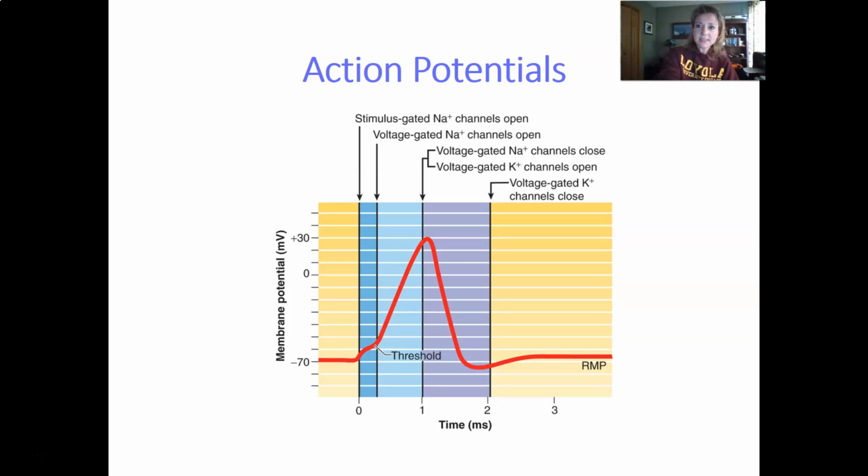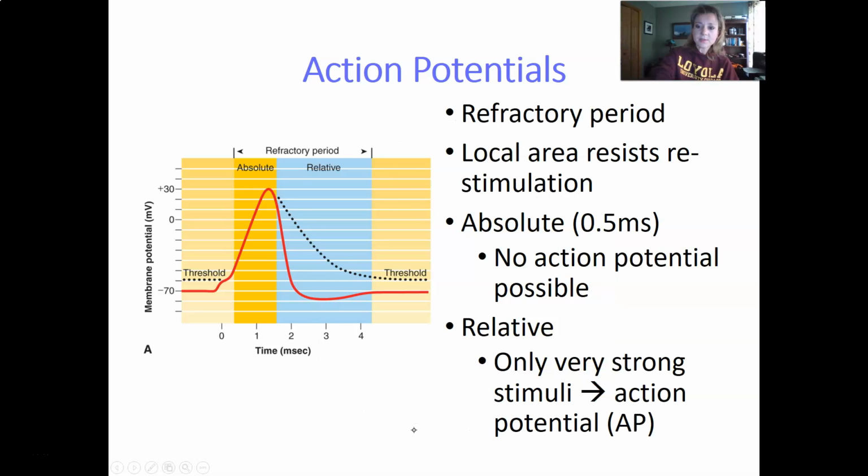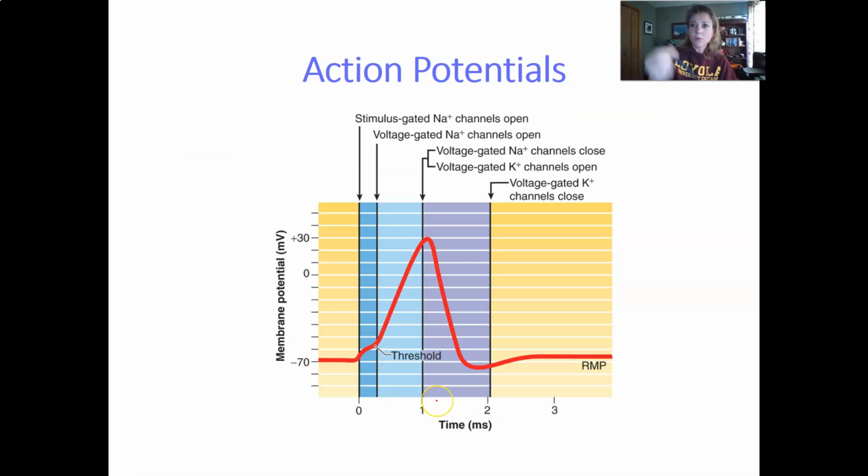After 1 millisecond goes by, as you can see down here at the bottom, as 1 millisecond goes by, those sodium channels are now going to close, and usually by that time we are at about a positive 30 millivolts.